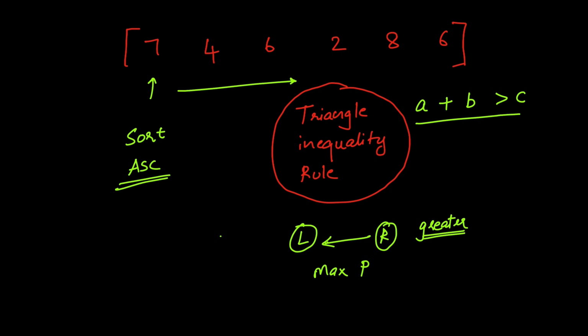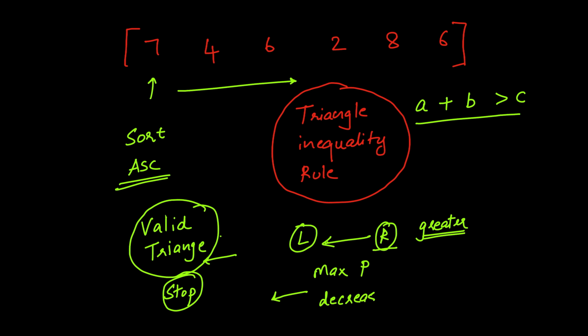So instead of trying all possible combinations, we can start the iteration from the right, verify if it is a valid triangle, and if yes, we can just calculate the perimeter and return the output. As we are starting the iteration from the right and moving towards the left, every time we decrement the pointer, the value is going to go down. That is the largest perimeter.